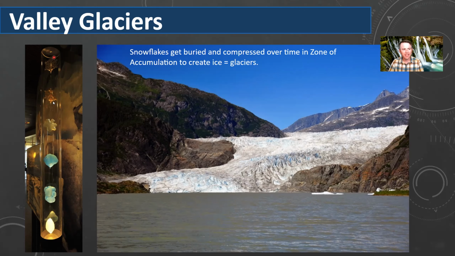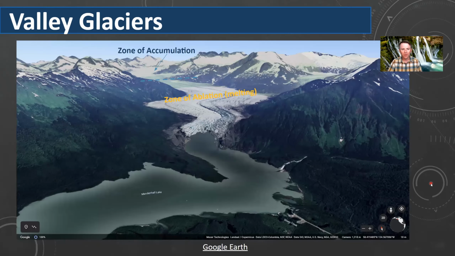But on the left-hand side here, you can see they have this cool little exhibit within the visitor center at the Mendenhall Glacier that shows how it starts as snowflakes. Those snowflakes then kind of melt and become firn, F-I-R-N, and then as it sticks together even harder, it creates that glacial ice way up high in that zone of accumulation. So you can't see where this glacier starts. Down here is a zone of ablation where it's basically going away.